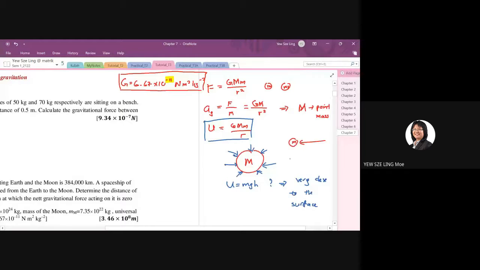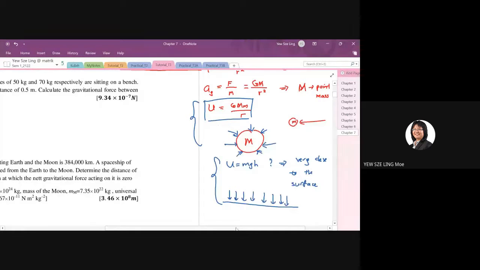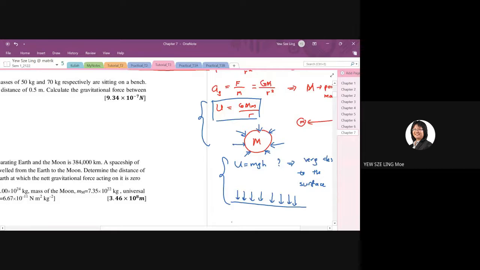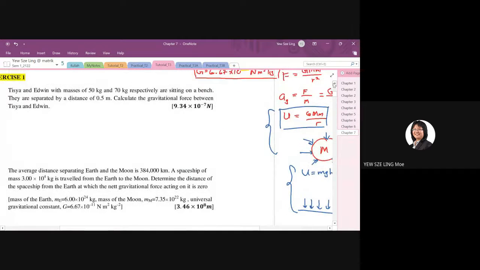So this is for when it's very far away. When it's very close, this is what we're going to see. So this is a flat surface, and the field lines are just rows of straight lines parallel to each other. So this is for U equals mgh, and this is for U equals GMm over R. It's very hard to tell which one to use actually, so it's based on the information given in the questions.